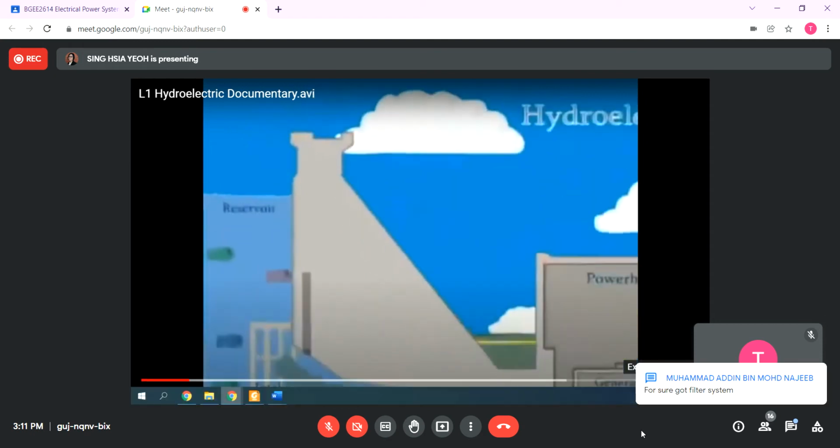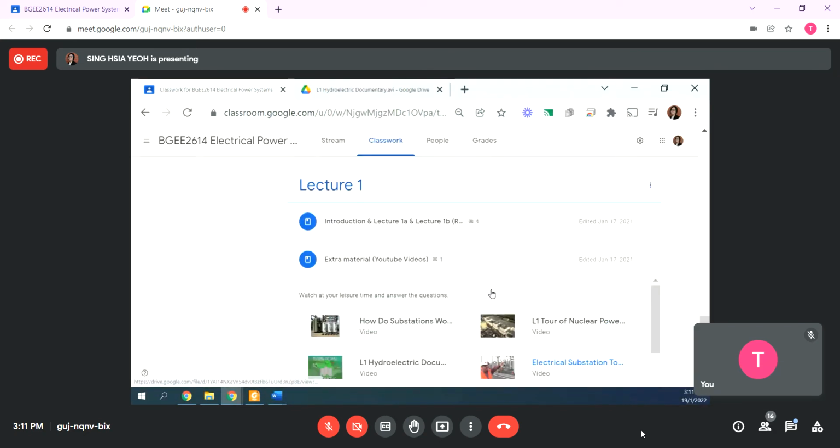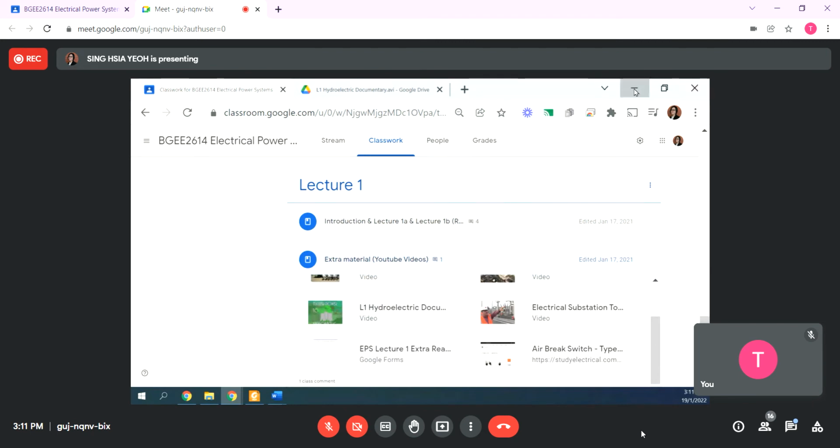Shown on the left side of the diagram. I don't want to spend extra time watching the video with you now, so you can do it later. It is in the extra material here.